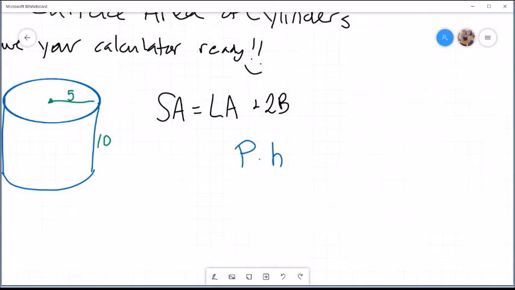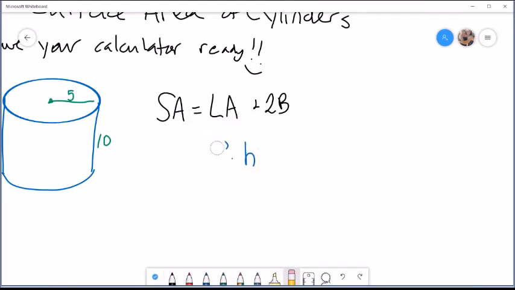It's the perimeter times the height. Now, in this case, though, the perimeter isn't just an ordinary perimeter. It's our special perimeter for circles called circumference. And circumference, remember, is the distance around the circle. It's the perimeter of the circle, if you will. And the circumference is pi times the diameter. The diameter is the whole distance across.